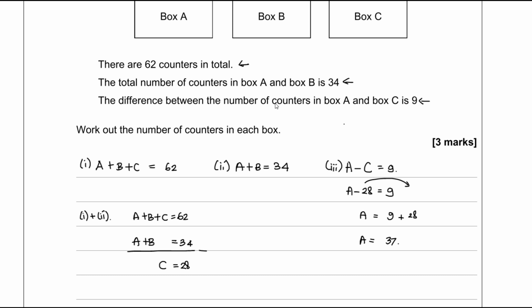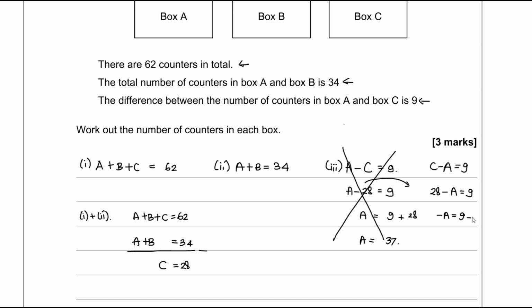The difference between the number of counters in box A and C is 9. We can use A minus C, or we can use C minus A. So A minus C doesn't work. We can't do this. Let's cross it out. And let's use the second possibility. So C minus A should be 9. It's a little tricky, but that is how it is. So let's use our C, which is 28. So 28 here, take away A is equal to 9. Minus A, it stays here, the variable. I like to do the variable on the left hand side. And then all the numbers move to the right hand side.